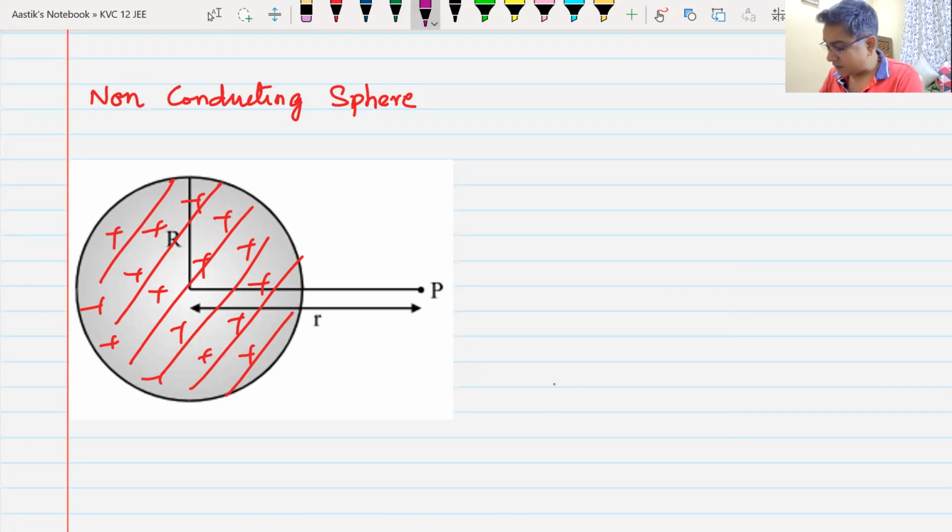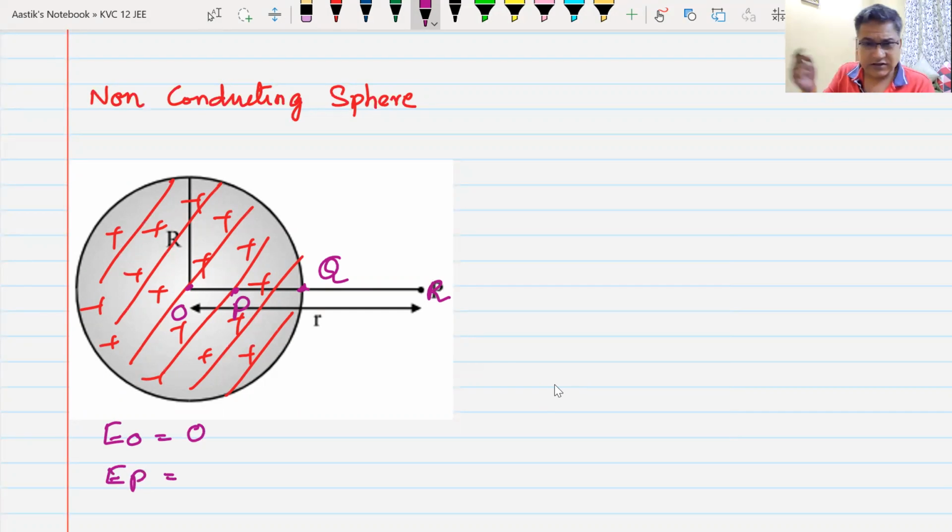Now you have to tell me the values. What is electric field at point O? The center. This is O, this is P, this is Q, and this is R. What is electric field at point P? 0. 0, well done. What is the electric field at point P, which is inside? Distance is small r or x or whatever you want.